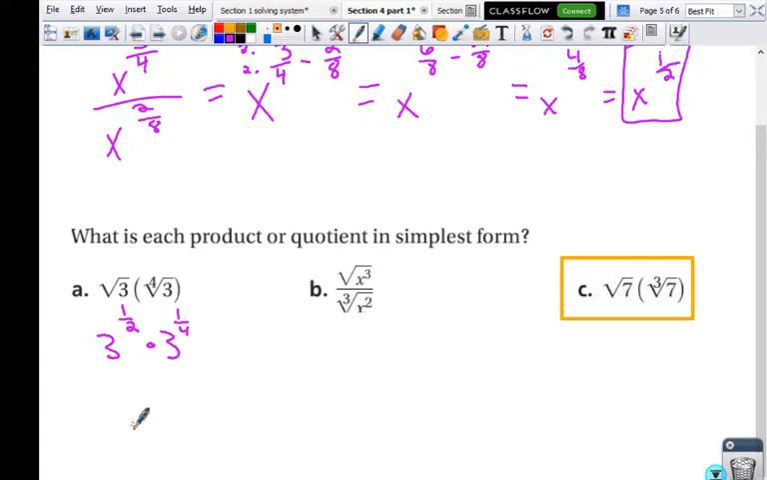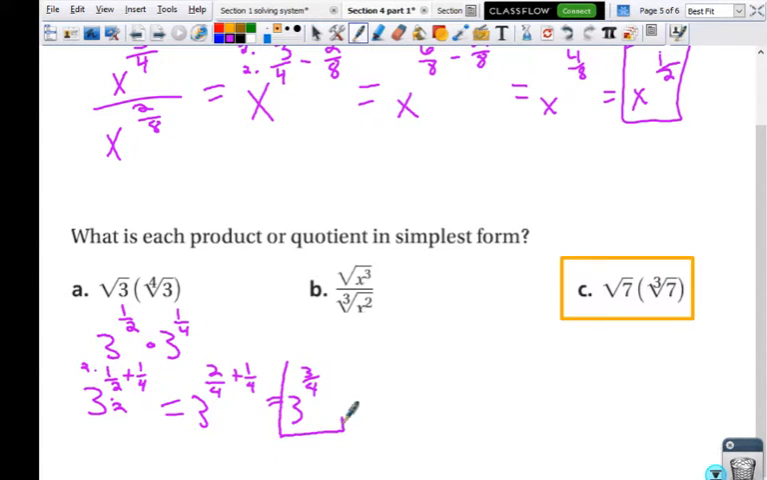Because I am multiplying, what am I going to do with these exponents? Add them together. So I'm going to have 3 to the 1/2 plus 1 over 4. Can I actually add these together right now? No, we've got to get common denominators. So if I multiply the 1/2 by 2, I get 3 to the 2 over 4 plus 1 over 4, which is going to equal 3 to the 3 over 4. That is my simplified answer.